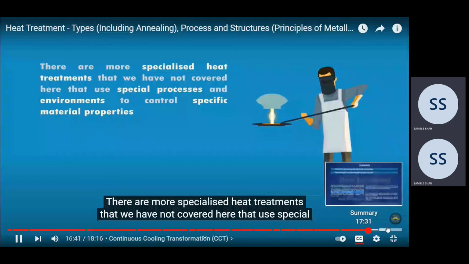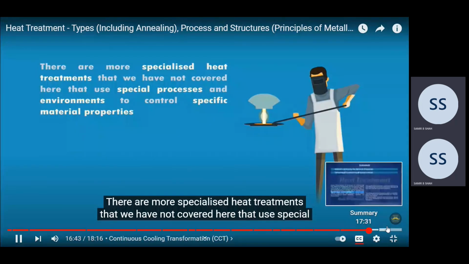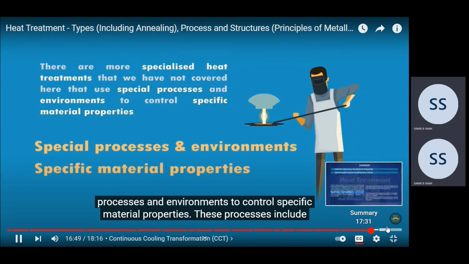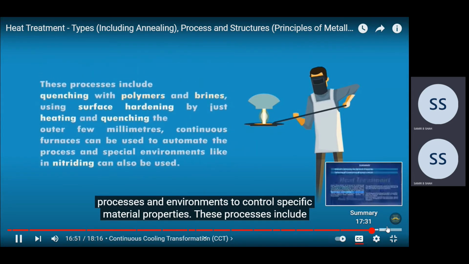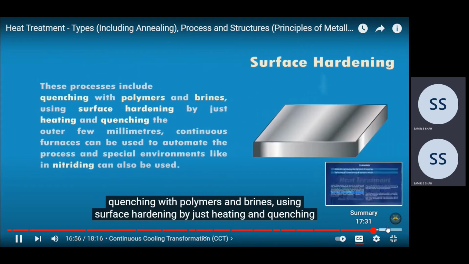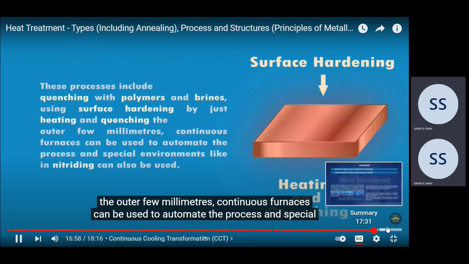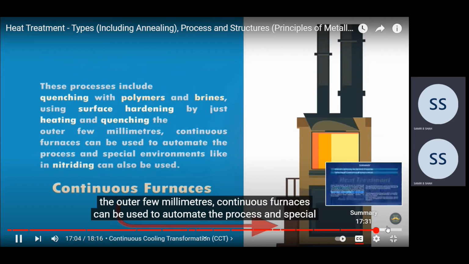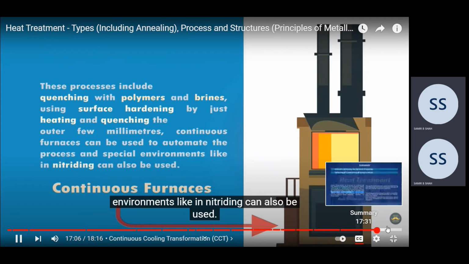There are more specialized heat treatments that we have not covered here that use special processes and environments to control specific material properties. These processes include quenching with polymers and brines, and surface hardening by just heating and quenching the outer few millimeters. Continuous furnaces can be used to automate the process, and special environments like in nitriding can also be used.